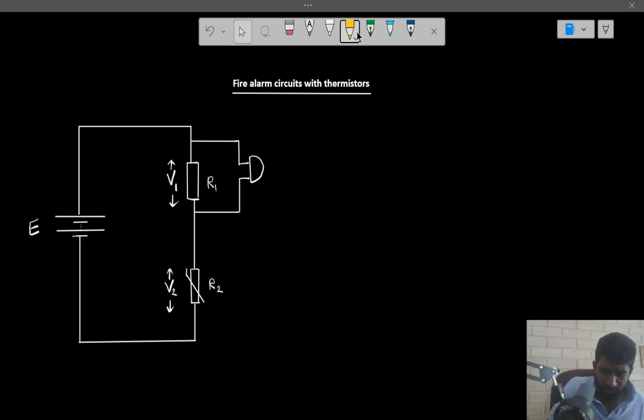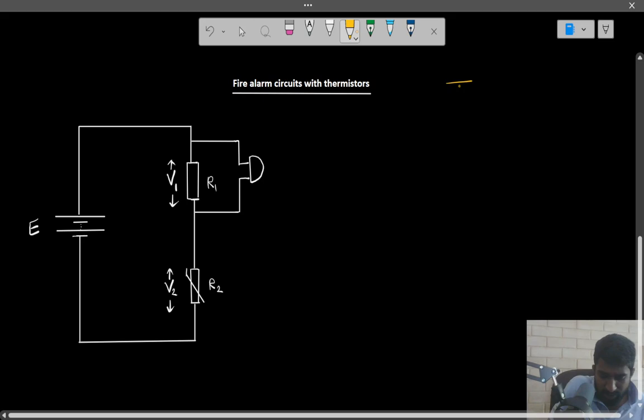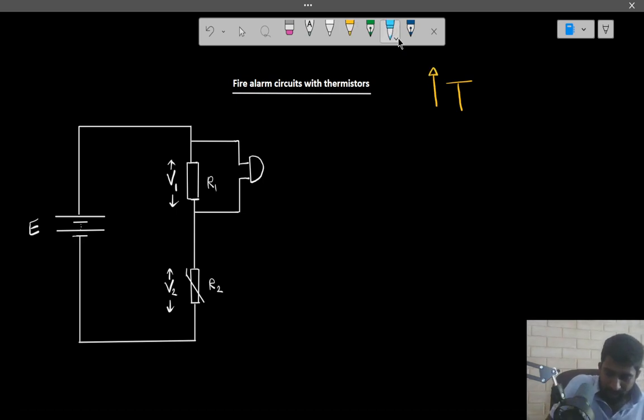As I told you, for what we call an NTC thermistor, which is the thermistor in our syllabus, when the temperature goes up, the resistance decreases. That's what I told you. When the temperature goes up, the resistance goes down.